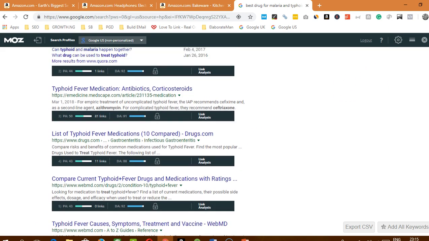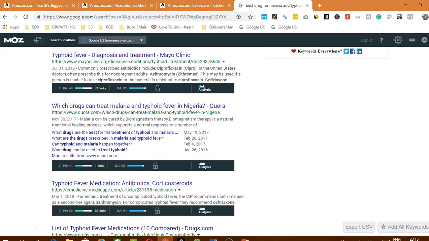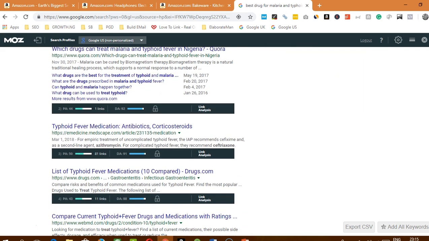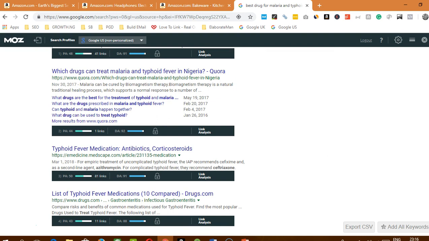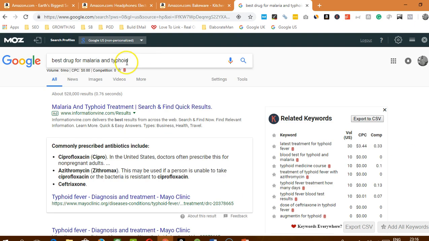You want to look at a niche where the ranking domains are not that very, very strong. That is the only way to penetrate the market and gain relevance on search engine results page. Now, before we continue, let me show you how to get this kind of data. What you want to install is called Mozbar.